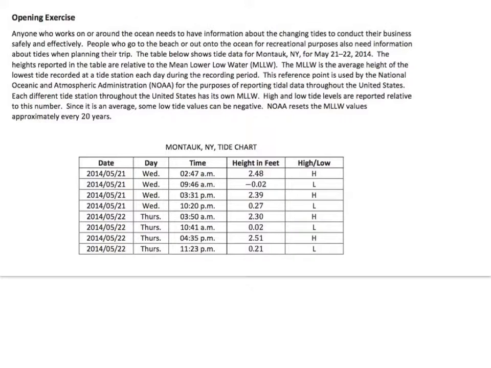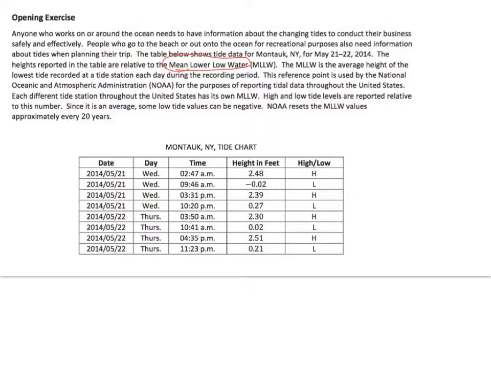The heights reported in the table are relative to the mean lower low water. That's an abbreviation they're going to use now: MLLW. The MLLW is the average height of the lowest tide recorded at a tide station each day during the recording period. This reference point is used by the National Oceanic and Atmospheric Administration, NOAA, for reporting tidal data throughout the United States.